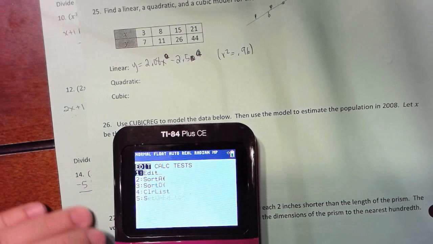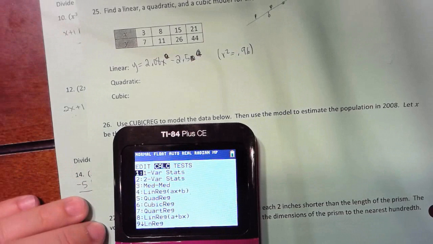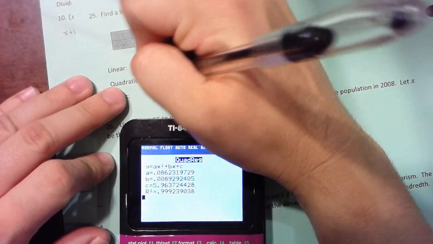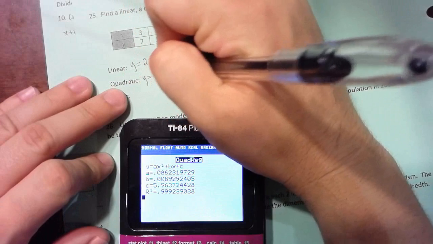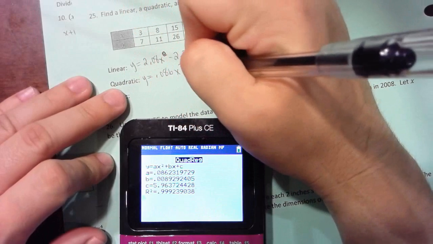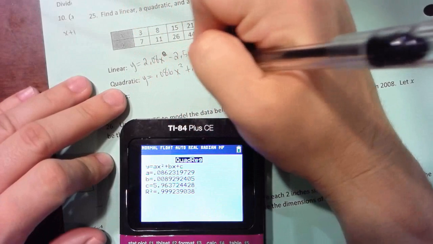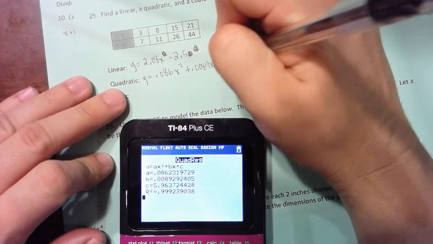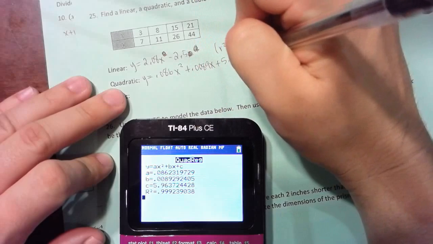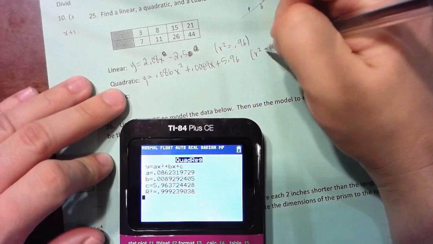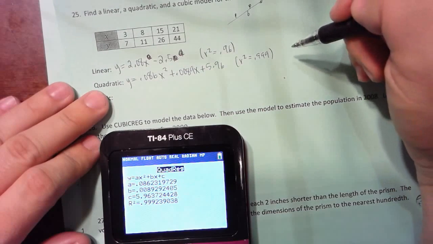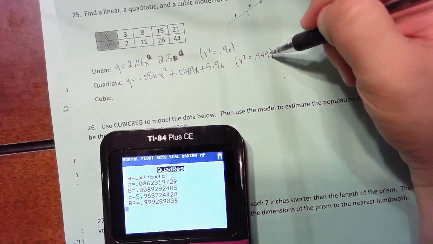Okay, let's do the same but quadratic. Stat, Calculate, Quadratic. There we go. So the formula here is y equals 0.086x squared plus 0.0089x plus 5.96. On this one, my r squared is 0.999. Again, a really good fit. Is it a perfect fit? No, because it's not a 1.